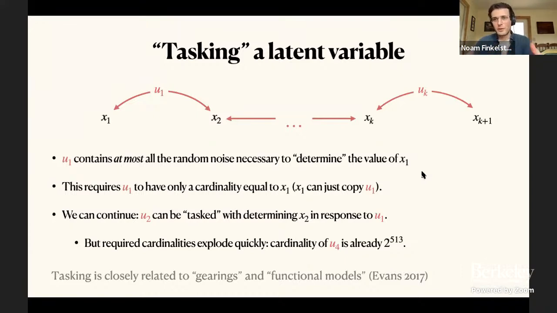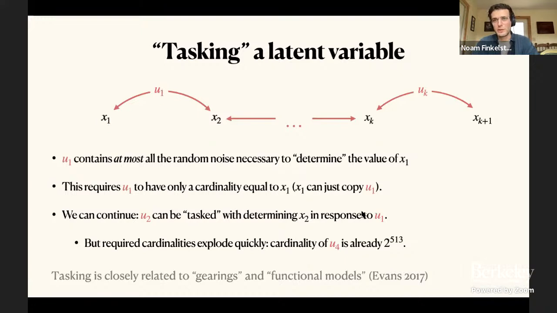There is one other way of thinking about this that I'll introduce here. If we look at this very same graph, one way of thinking about U1 is that it's going to contain all of the information shared between x1 and x2. So it's going to contain at most all of the random noise necessary to determine the value of x1. We can assume non-restrictively that it's not going to contain more than that, because if it did, then that noise doesn't have to be shared between x1 and x2 and doesn't have to be part of U1. So that requires that U1 only has to have a cardinality equal to x1.